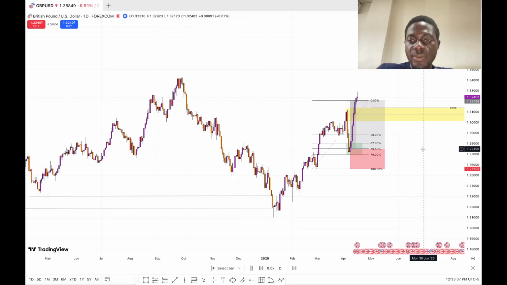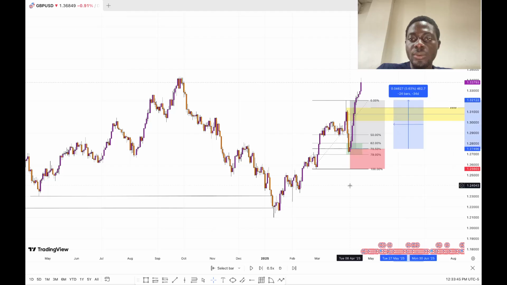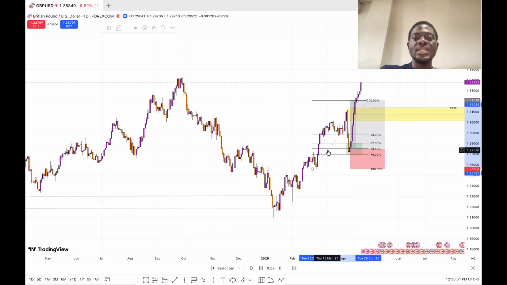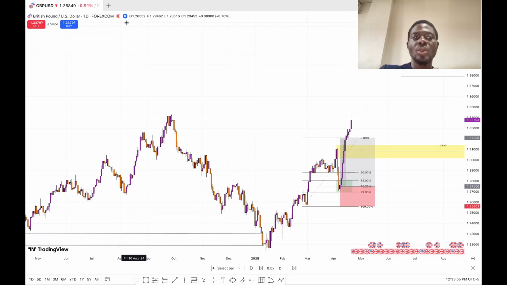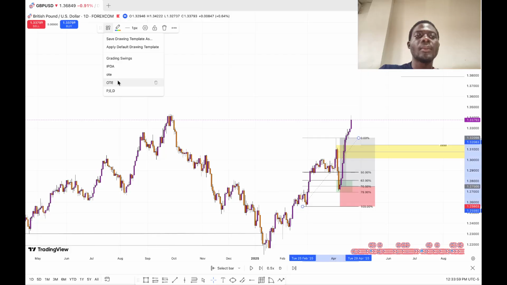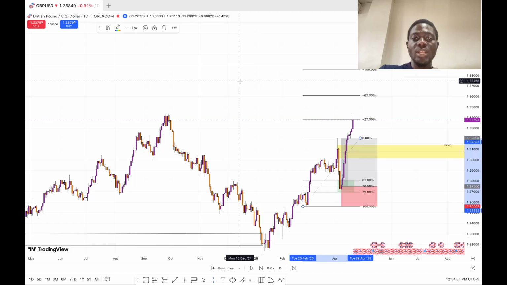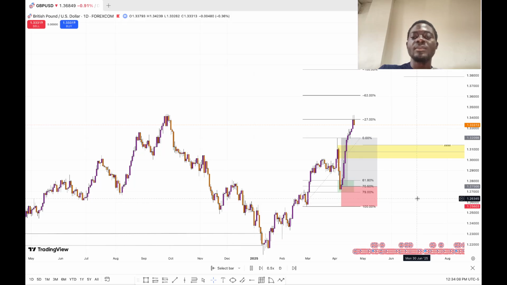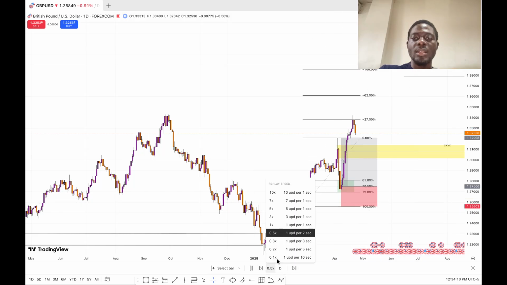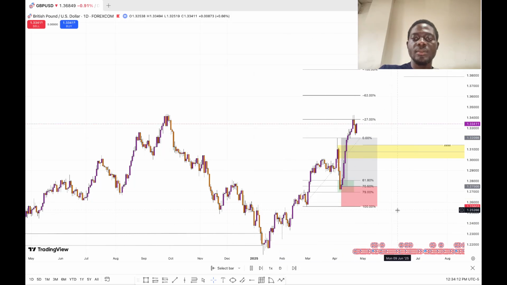And how many days did it take us? 1, 2, 3, 4, 5, 6 days. It took us 6 days. Let's see if we make a swing projection. Let's see if it will be able to go to our swing projection. Let's just see. So on the swing projection, it hits the 27%. Let's see if it gets to the 62. Let's speed this up a little bit.